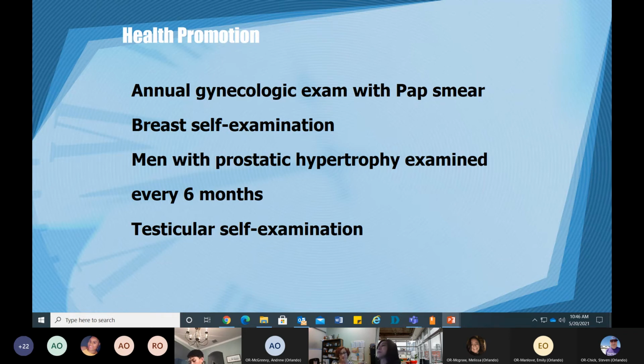We could also ask them about their testicles. Has there been any change? Because men know their testicles just like women know their breasts. So you could ask them, do you examine your testicles on a regular basis? And if not, then of course you could teach them how to do regular testicle exams on themselves.